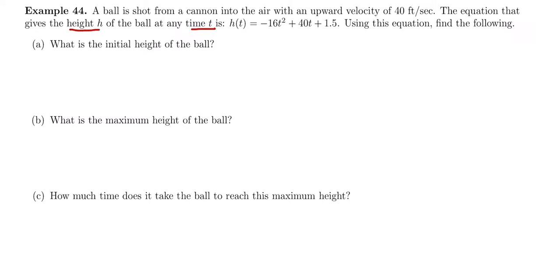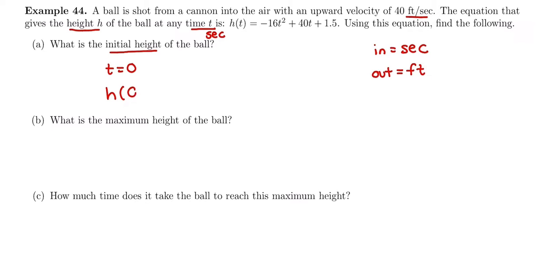And because we're talking about this velocity being in feet per second, I know this time is also in seconds. So plug in seconds and get out the height in feet. So it says, what is the initial height of the ball? Initial means plug in t equals 0.